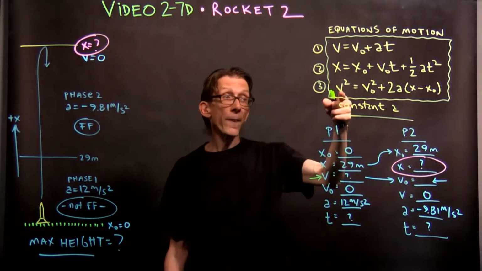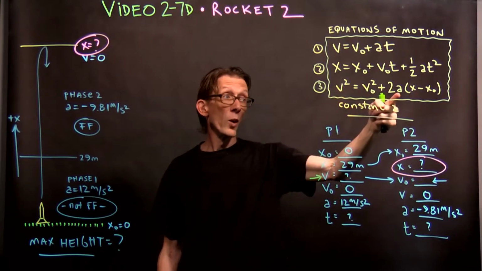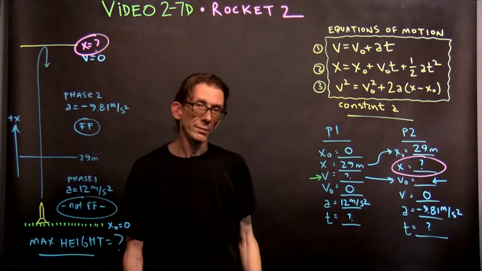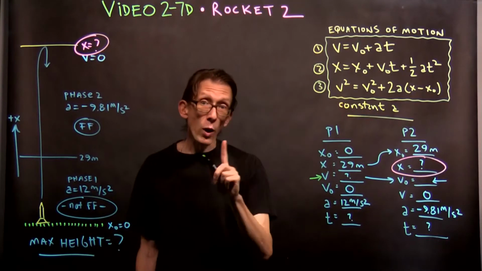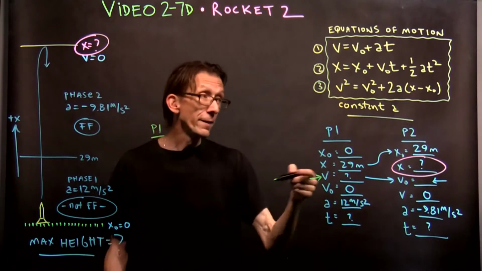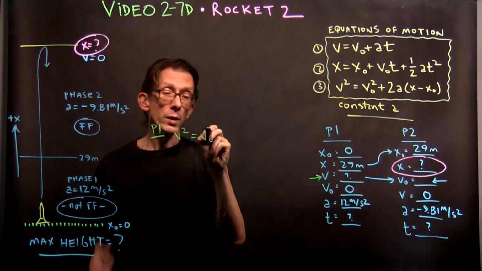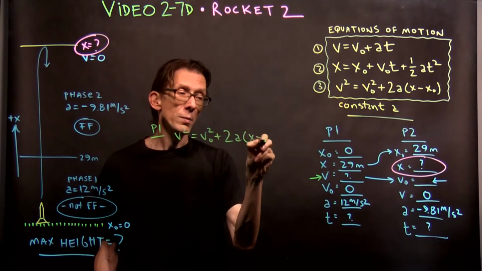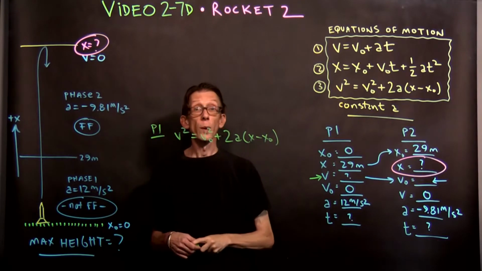We're trying to find v. We know v naught, we know a, and we know x, and we know x naught. We know everything but v in this equation. So for phase 1, finding v, we simply use this equation here. V squared is v naught squared plus 2a times x minus x naught. We use the third equation.